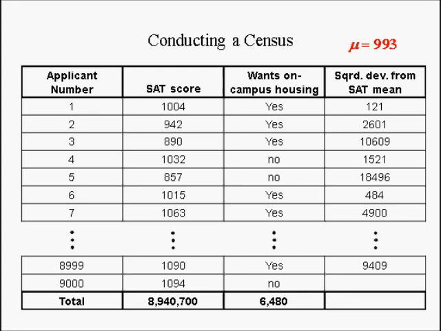And then finally, the 9,000th squared deviation from the mean is the difference between a score of 1,094 and 993, which is 10,201. The sum of the 9,000 squared deviations from the population mean equals 57,642,979.